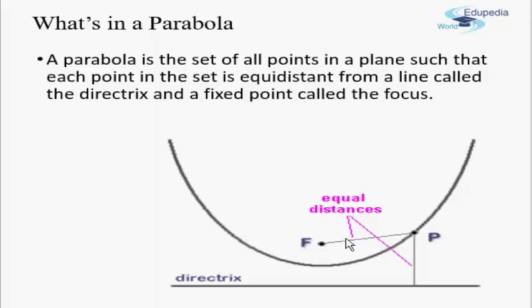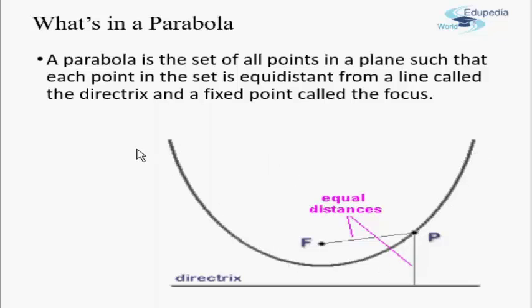Now if there is a point on this parabola which has equal distance to this F over here, and which has an equal distance to the directrix over here, then we will call this point a parabola. These points that you see over here are going to be known as a parabola.